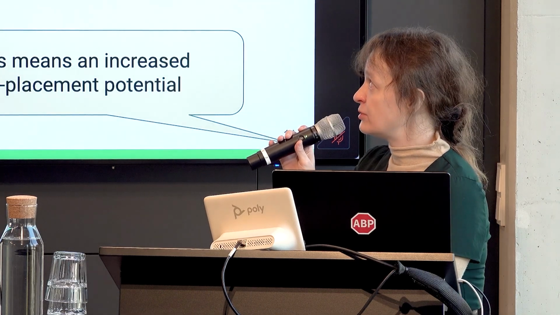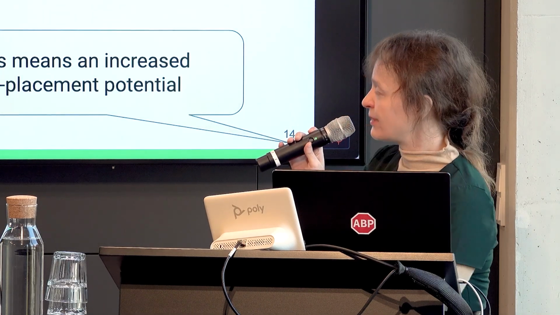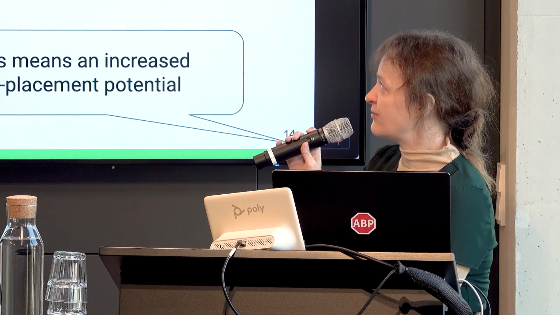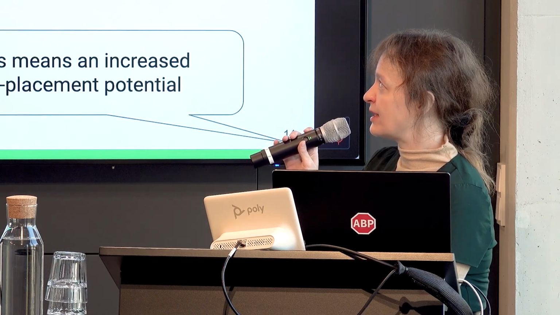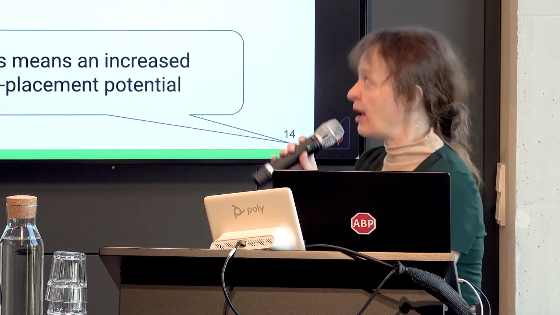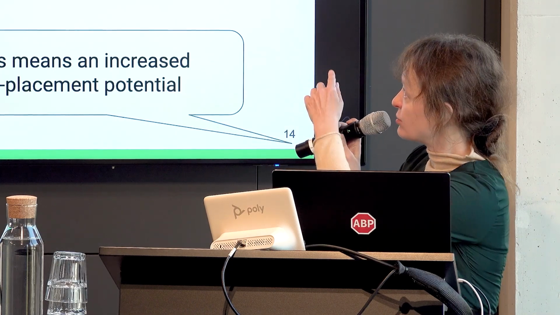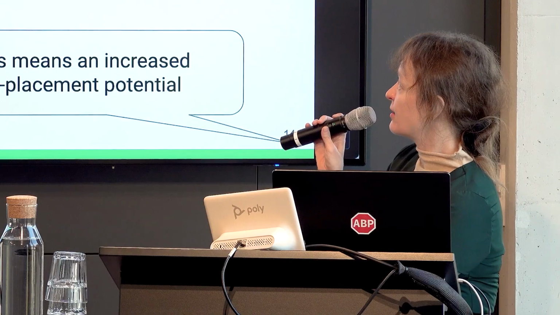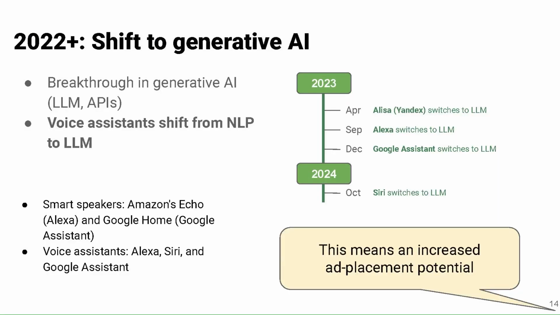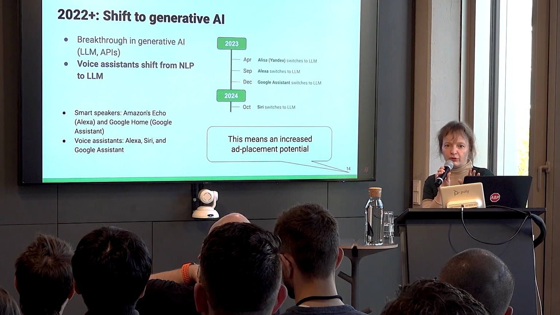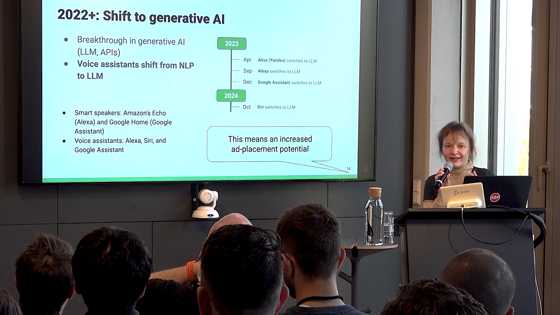And in 2022, it was a shift to generative AI. So with all these breakthroughs in large language models, voice assistants started using them. Like last year, in 2023, all the majors, Yandex's Alisa, then Alexa, Google, Siri, switched to LLM. Before that, they were using natural language processing. It's a different family of models. It's more rigid. It uses supervised learning, but it cannot kind of chat.